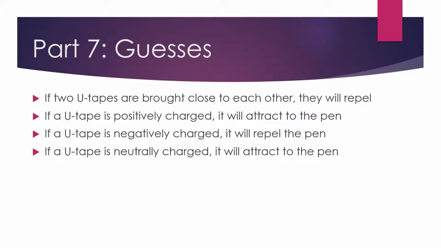And if a U-tape is positively charged, then it will attract to the pen, which is negatively charged. Accordingly, if the pen is negative and the U-tape is negative, then it will repel. And if a U-tape is neutral, then I think it will attract to the pen, even though the pen is negative, because the negative pen will create an induced dipole in the U-tape, thus causing an attraction.